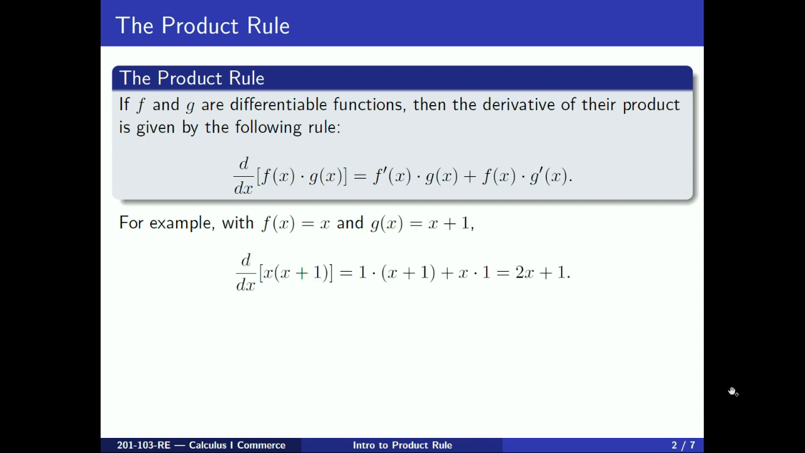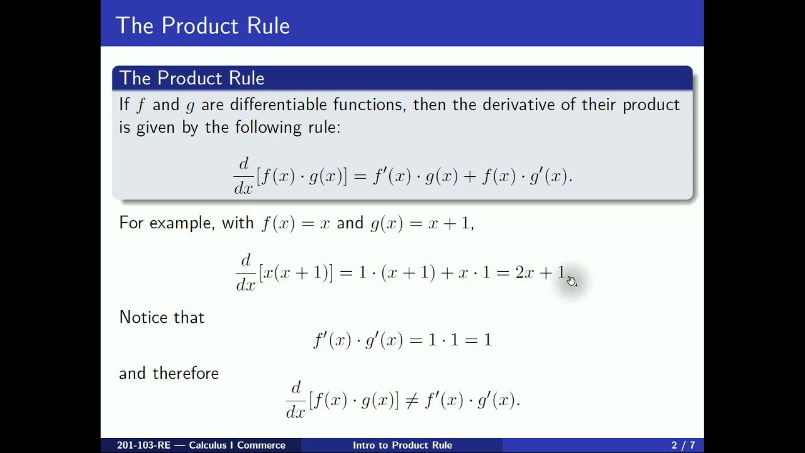Now the product rule says that the derivative of f times g, which is x times x plus 1, is equal to f prime of x, which is 1, times g of x, which is x plus 1, plus f of x, which is x, times g prime of x, which is 1. Overall, we get 1 times x plus 1 plus x times 1. That's equal to 2x plus 1. And that is the derivative of the product.